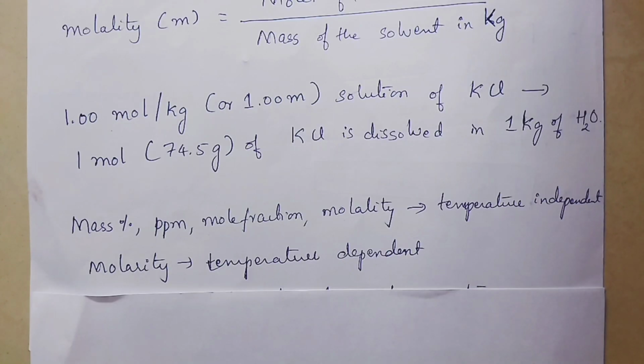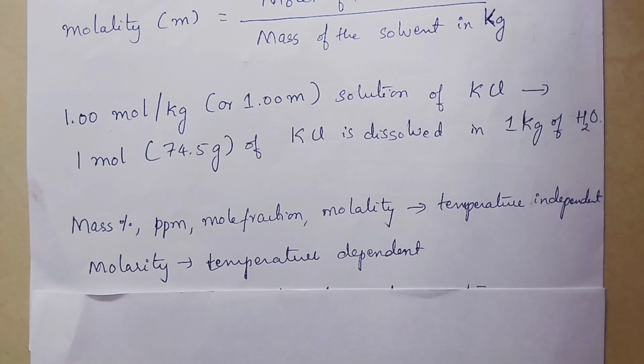So we have studied 7 different ways with which we can express concentration of solute in a solution. Out of these, the mass percentage, parts per million, mole fraction and molality are temperature independent. That means they do not depend on temperature. But the term molarity is temperature dependent. That's why if you change the temperature, molarity also varies.